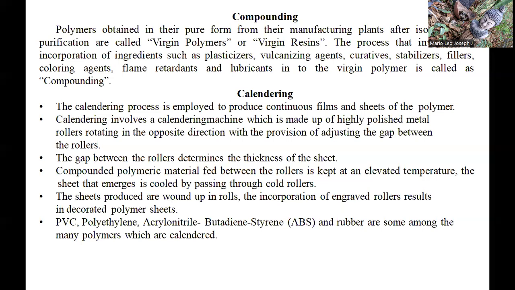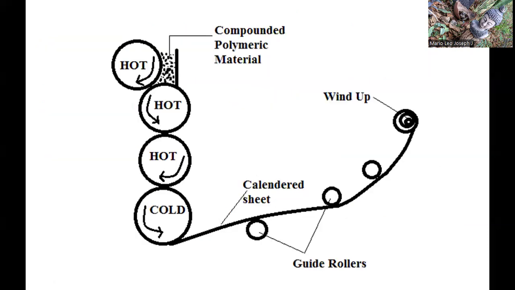Okay, so the sheets are wound up into rolls, or they are engraved into different shapes, and it is decorated. So what are the polymers that can be used here? PVC can be used, polyethylene, acrylonitrile butadiene styrene (ABS) mixture, and rubbers are used in the case of calendering. Okay, so very simple process which is easy for you to understand and write in the exams.